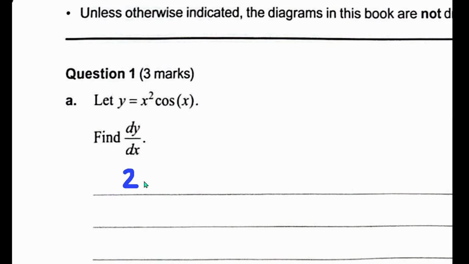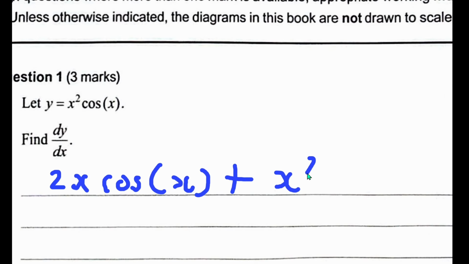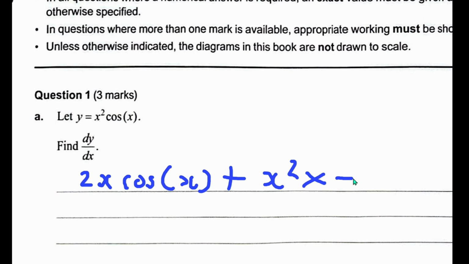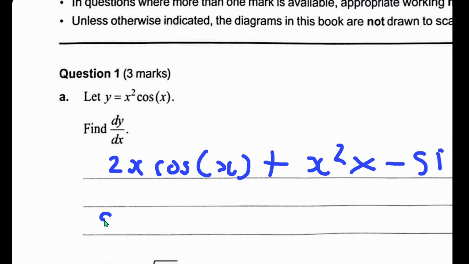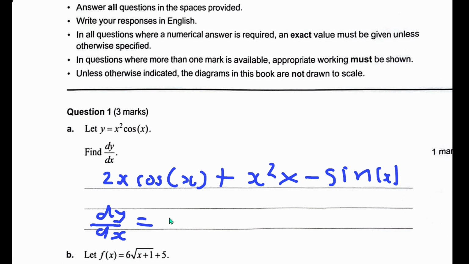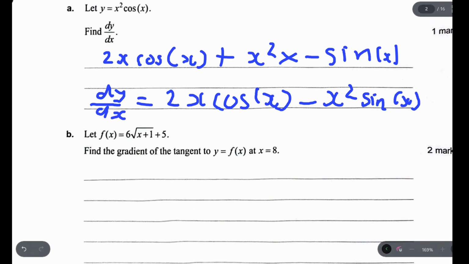So 2x cos of x plus x squared times negative sine of x, which simplifies to equal 2x cos of x minus x squared sine x. And now I'm going to use a thinner, let me use a thinner one.